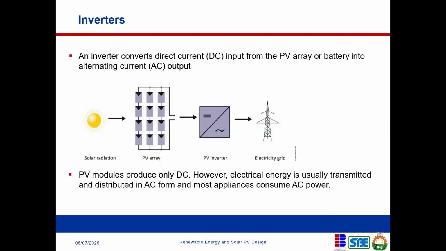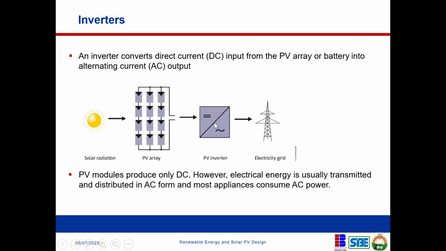Remember when I said that PV modules produce DC currents. So you need an inverter to convert it to an AC current. An inverter converts direct current input from a PV array or battery into an alternating current. So you have the sun coming from the sky above, and it hits your PV module. It generates a DC current.